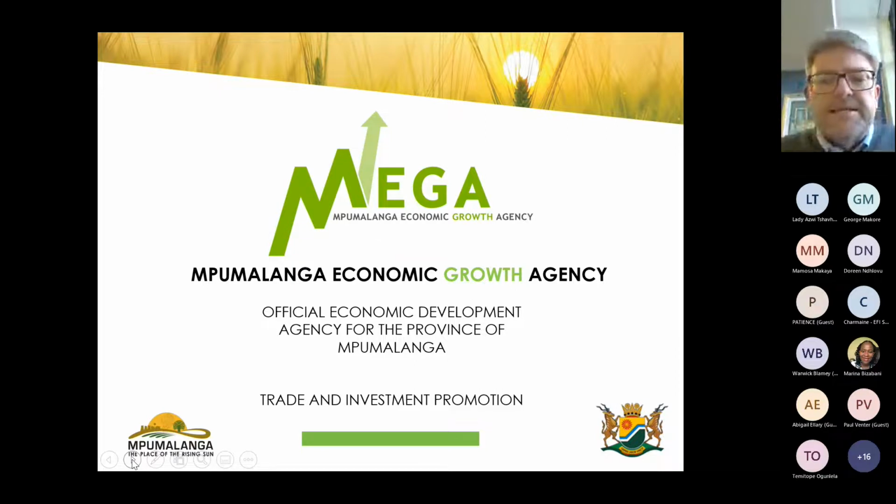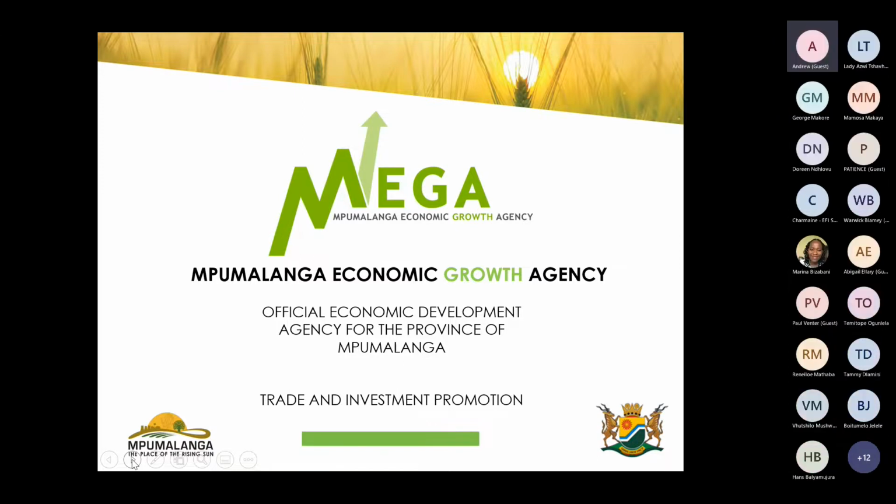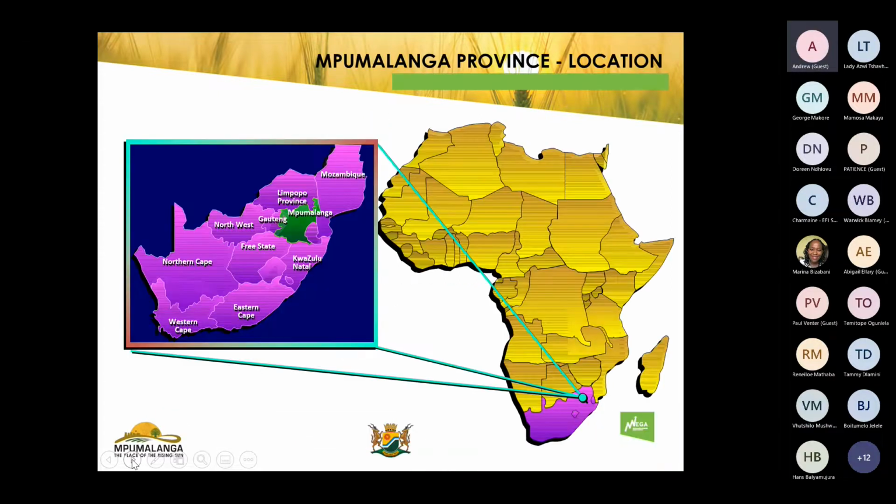The program indicated that I was going to introduce MEGA, but actually what I'm going to introduce today is Mpumalanga province. MEGA is the official economic development agency for Mpumalanga province, and we're responsible for trade investment promotion. We have a number of other divisions like our property division and our funding division, but today's presentation will specifically come from our trade investment promotion. Thanks, next slide.